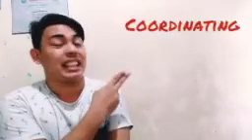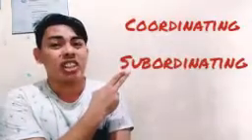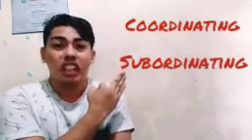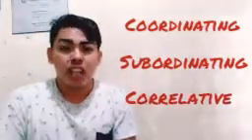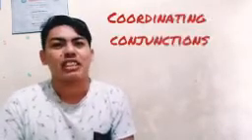Hence, there are three types of conjunctions. First, coordinating conjunctions. Second, subordinating conjunctions. And third, correlative conjunctions. I'll be giving you a few examples of each conjunction because it's a long topic to discuss. So we will start with coordinating conjunctions.